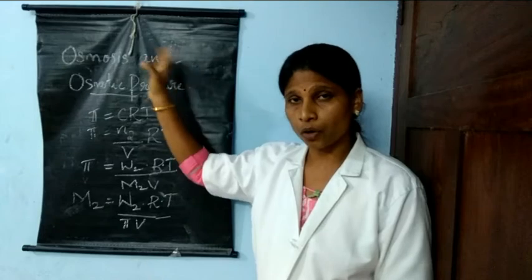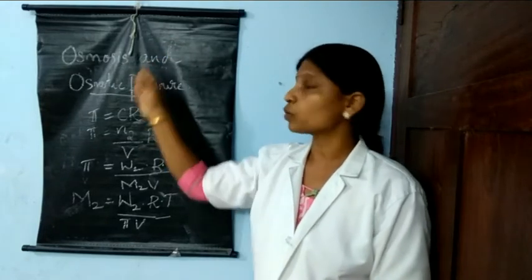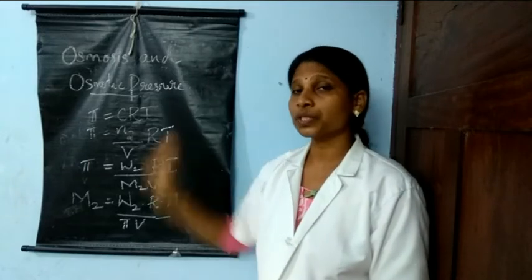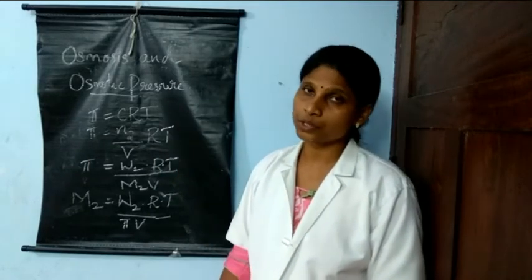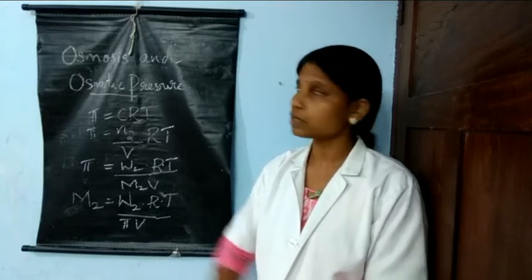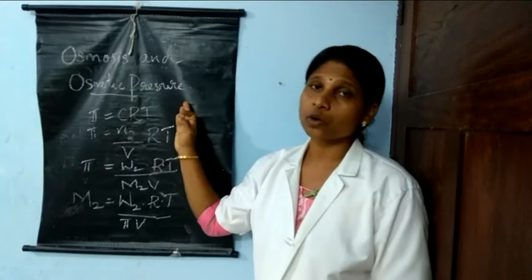So, this is the flow of solvent molecules from solvent side to solution side, or low concentrated solution to high concentrated solution through a semi-permeable membrane. That process is known as osmosis. The next is osmotic pressure.